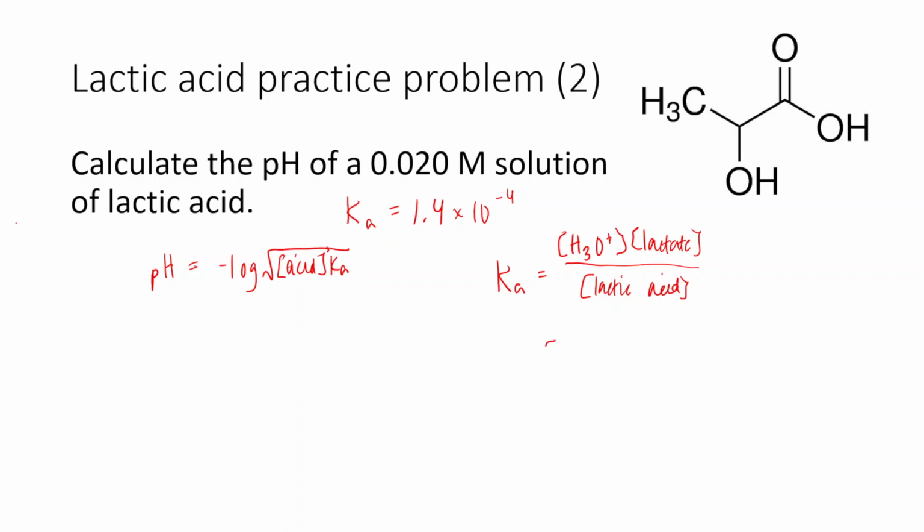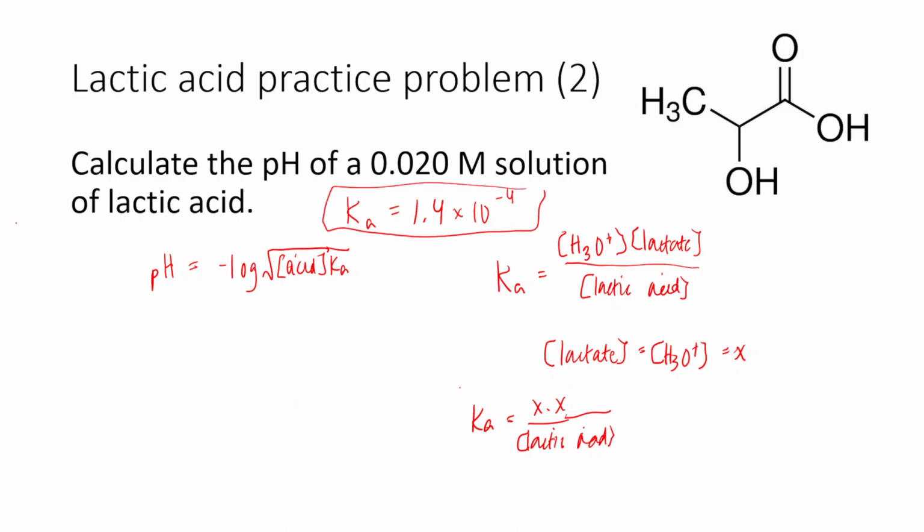Does that make sense to everyone? Because every time one lactic acid dissociates, you get one hydronium, a one-to-one ratio. So you can set those equal to x. And we also know pretty much everything else here. So our Ka is now equal to x times x over the concentration of lactic acid. We can fill in our Ka that was given to us: Ka is 1.4 times 10 to the minus 4. We know our concentration of lactic acid: we have a 0.02 molar solution.